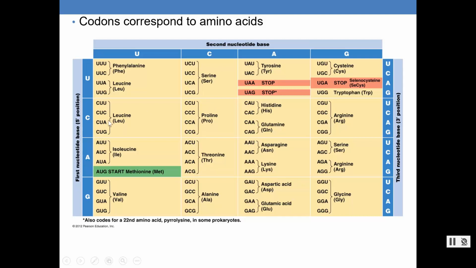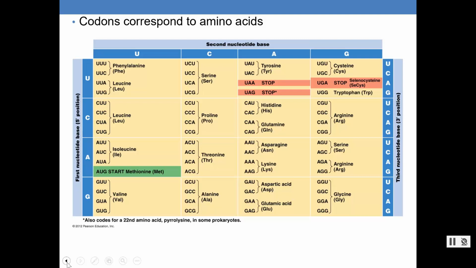And they call this the wobble effect, that you can get a little bit of mutations without changing the amino acid, and therefore your protein, your phenotype, will still be the same, do the same job, and be the same thing. So that's what's going on with the third one.